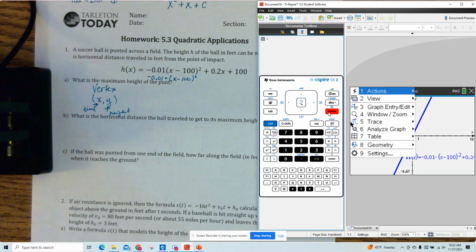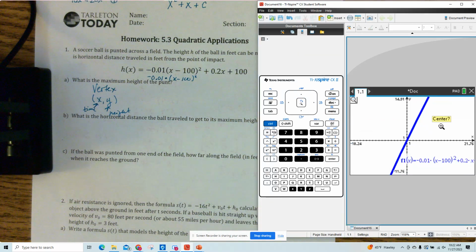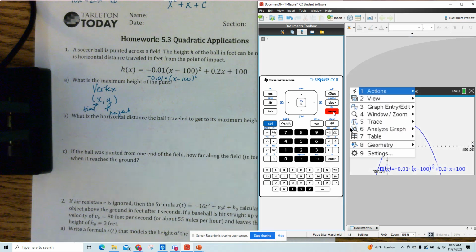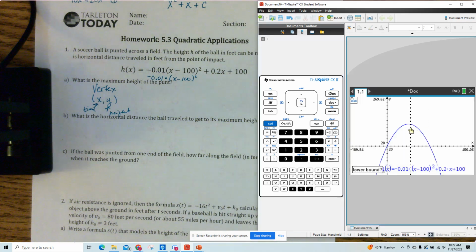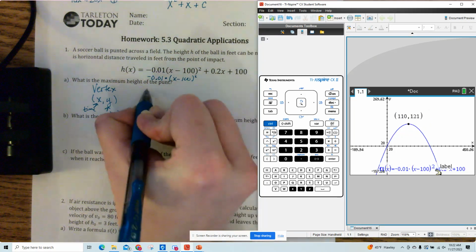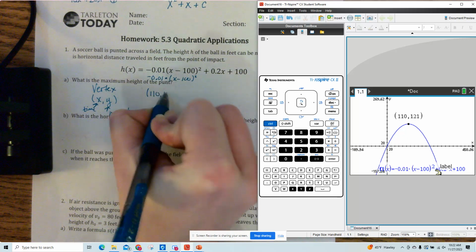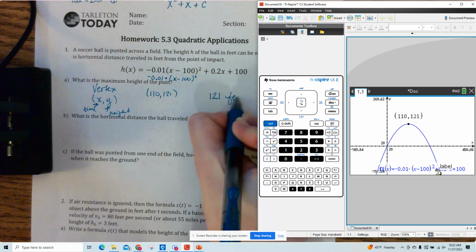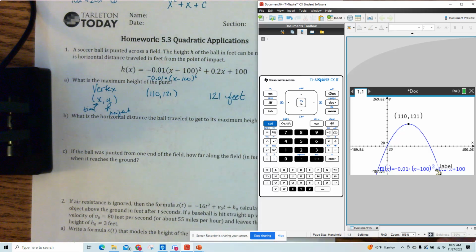So I'm going to zoom out on this. Menu 4, 4. Okay, so vertex is a maximum. So menu 6, 3. And there's my vertex. So the height is the y value. So the highest it's going to go is 121 feet. Horizontal distance. What would the horizontal distance be?